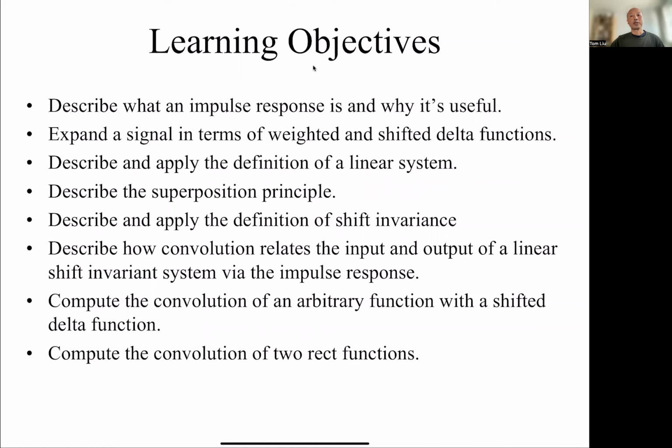So we're going to look at what an impulse response function is and why it's useful. We're going to spend some time looking at how you take a signal and expand it, or write it in terms of weighted and shifted delta functions or impulse responses. Sorry, that should be impulse responses or delta functions, that's right. And then we're going to describe and apply the definition of a linear system, describe what's called the superposition principle, describe and apply the definition of shift invariance, get into convolution, and talk about convolution in general.